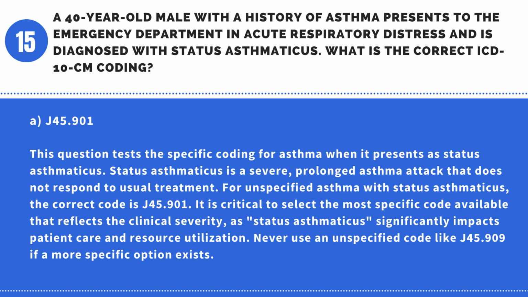J45.901. This question tests the specific coding for asthma when it presents as status asthmaticus. Status asthmaticus is a severe, prolonged asthma attack that does not respond to usual treatment. For unspecified asthma with status asthmaticus, the correct code is J45.901. It is critical to select the most specific code available that reflects the clinical severity, as status asthmaticus significantly impacts patient care and resource utilization. Never use an unspecified code like J45.909 if a more specific option exists.